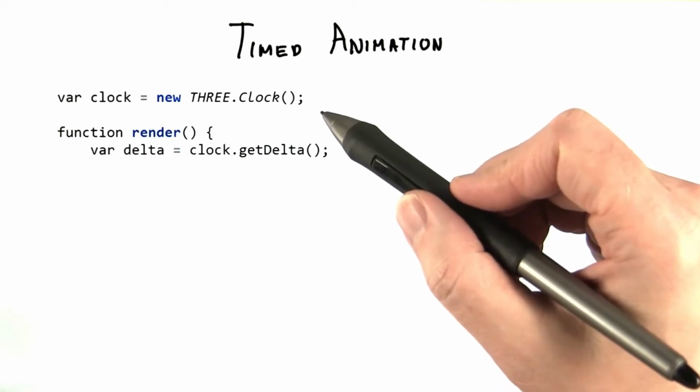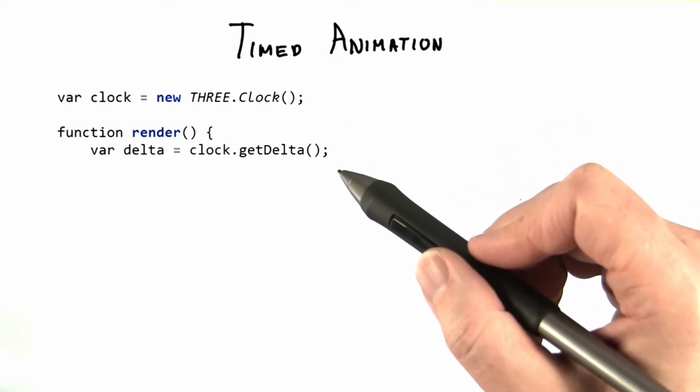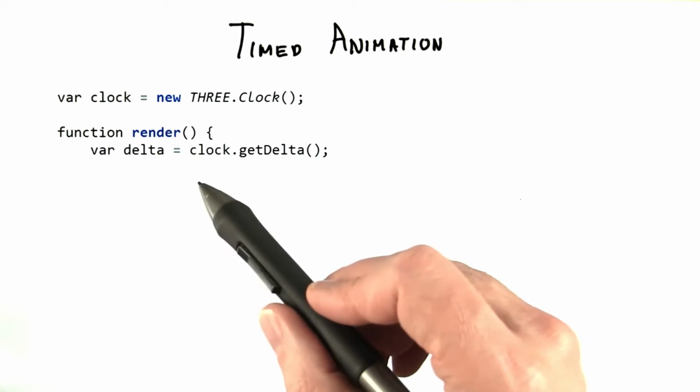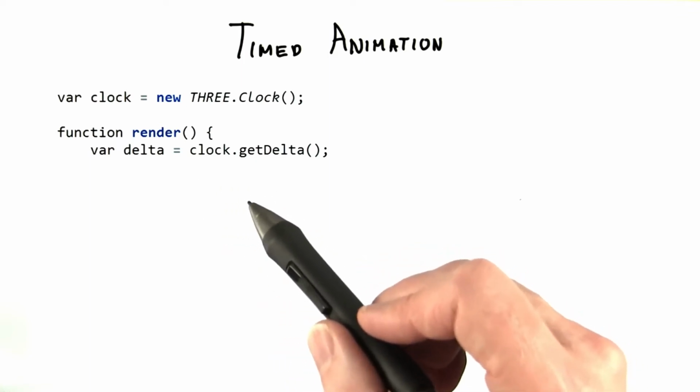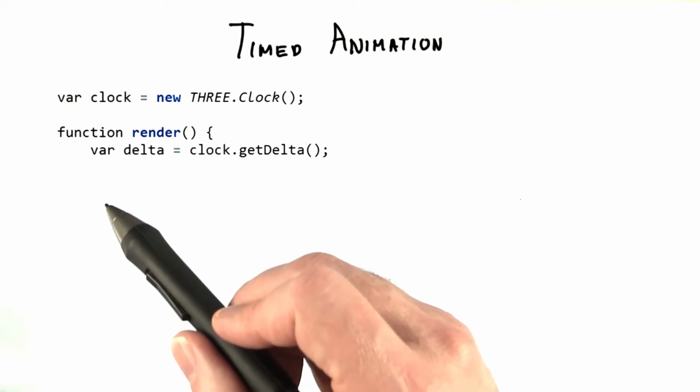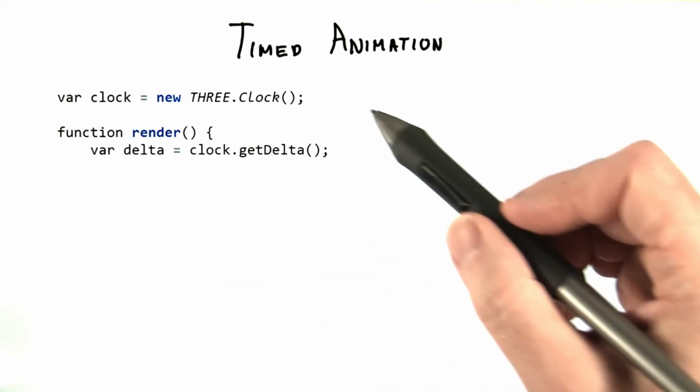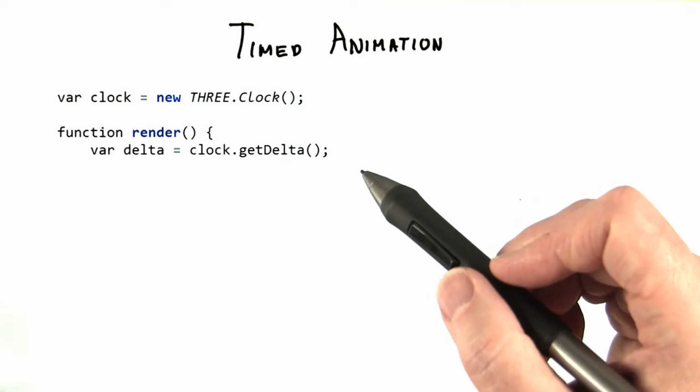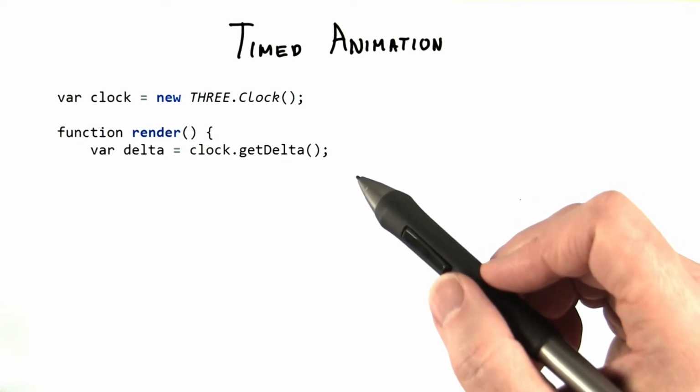All it takes is this little bit of code to get the amount of time from the previous frame to this one. When you call clock get delta, it returns a precise floating point value of the number of seconds that have elapsed since the clock was created or from the last time get delta was called. By calling this at the beginning of each render, we can know exactly how much time we should use when we rotate the drinking bird.